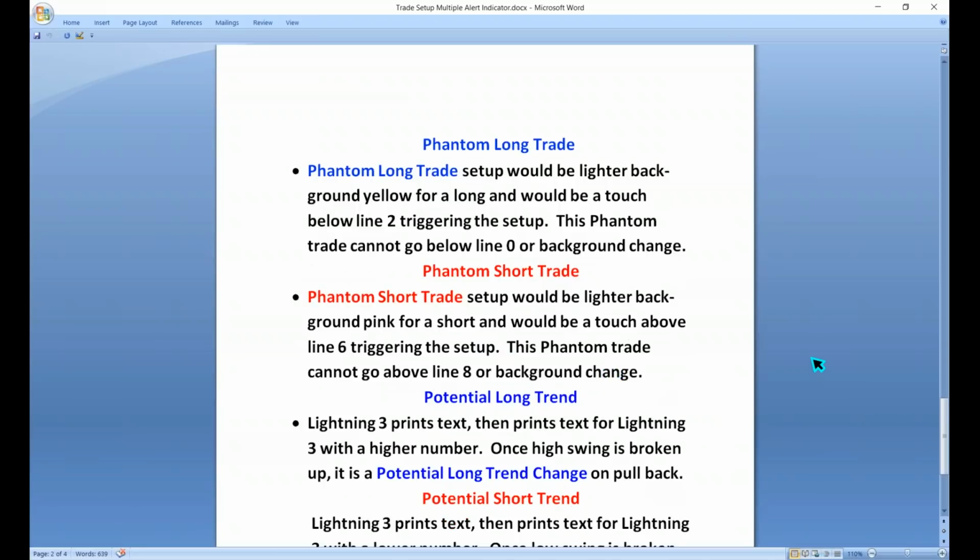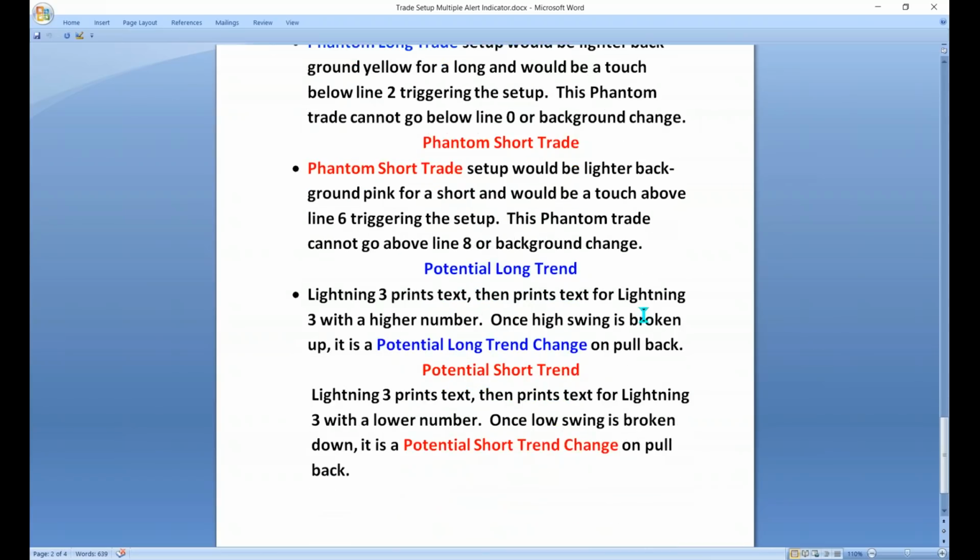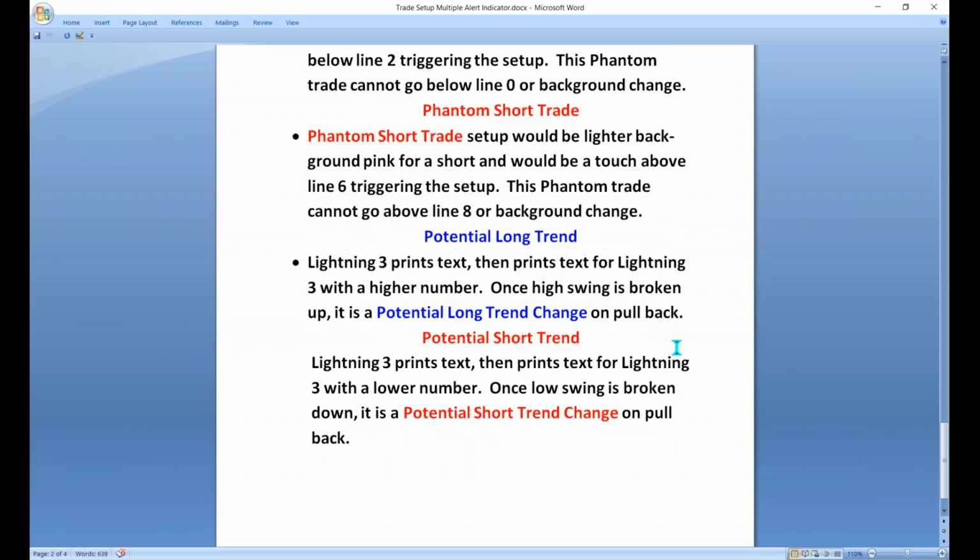Okay, now the other trade that I like is Lightning 3 prints the text, the numbers, then prints text for Lightning 3 with a higher number. Once that high swing is broken up, it is a potential long trend change on that pullback. Okay, and the same way with the short, Lightning 3 prints the number, or the text for the number, then prints text for Lightning 3 with a lower number. Once the low swing is broken down, it's a potential short trend change on the pullback.